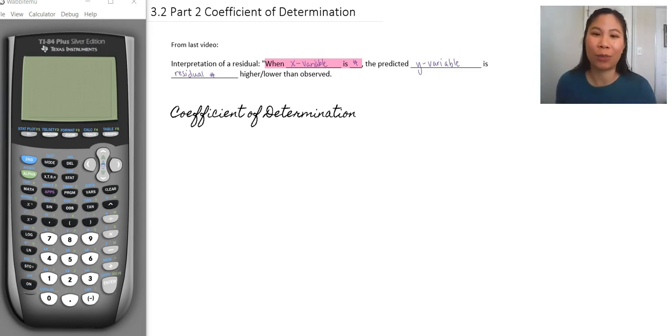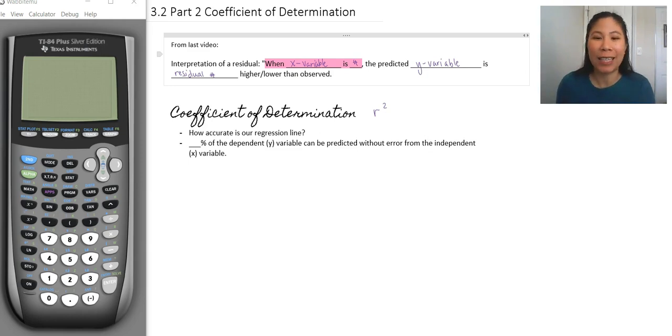So today we talk about the coefficient of determination. Last time we talked about the correlation coefficient, and now we have the coefficient of determination. They sound very similar. They are also related. The correlation coefficient is what we talked about last time. That's R. So the coefficient of determination is R squared.